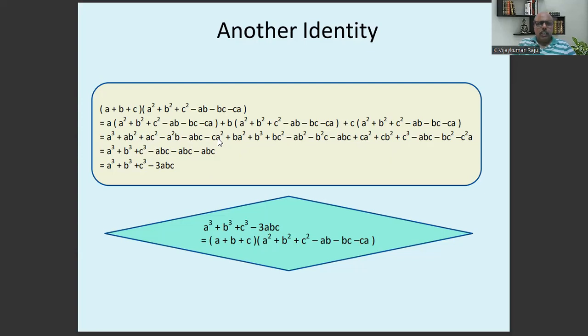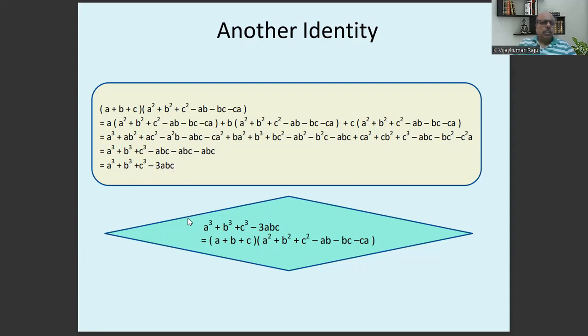C A square or A square C, positive, negative. So like that all the terms cancel and you are left with only minus ABC minus ABC minus ABC, 3 times. So it becomes A raised to 3 plus B raised to 3 plus C raised to 3 minus 3ABC.